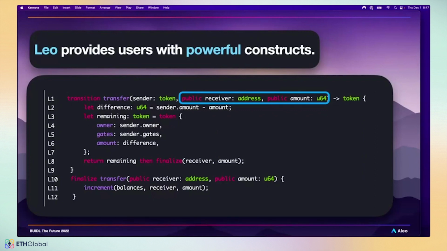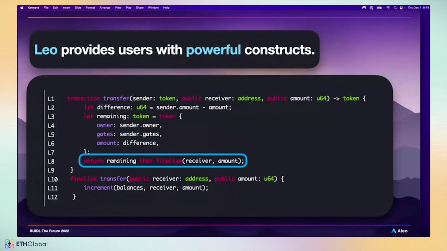So on line 2, we calculate the difference. We construct the record for the sender, the remaining record. And then on line 8, we return the record back to the sender, and we use a then finalize invocation to indicate that after creating this record, or after performing your off-chain execution, on-chain you would like to invoke a finalize block with the receiver and amount as arguments.